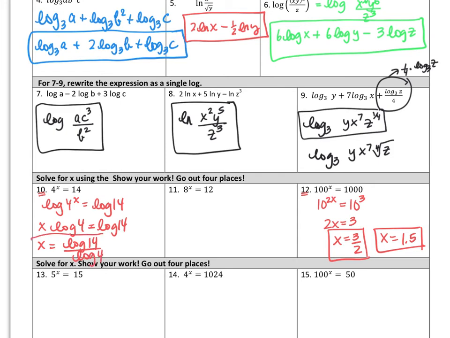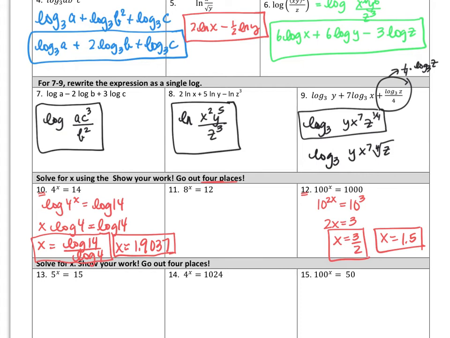And this would be your exact answer if for some reason they asked for that. Sometimes they do, that's exact. However, they're telling us to go to 4 places after the decimal. So if you plug that in your calculator, I believe you get 1.9037. So just check and make sure you got that.